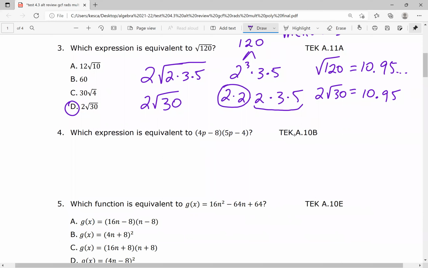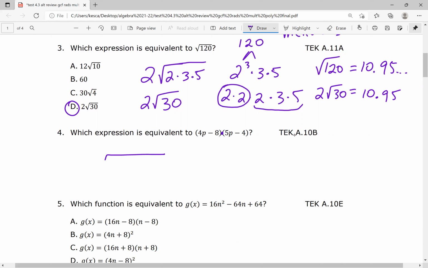Okay, question 4. That's the next kind we're going to go over here. It says, which expression is equivalent to 4p minus 8 times 5p minus 4? Now, in this case, they don't give us the answer choices because this is the review, but how would we find out the expression that's equivalent? What is this telling us to do? It's telling us to multiply.